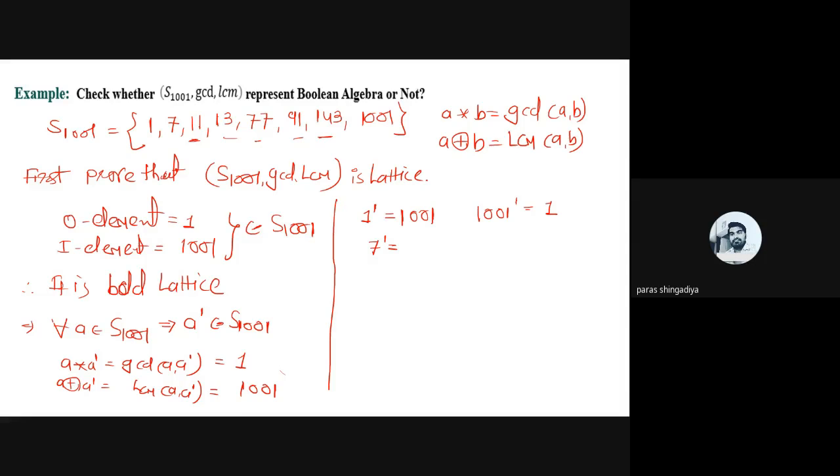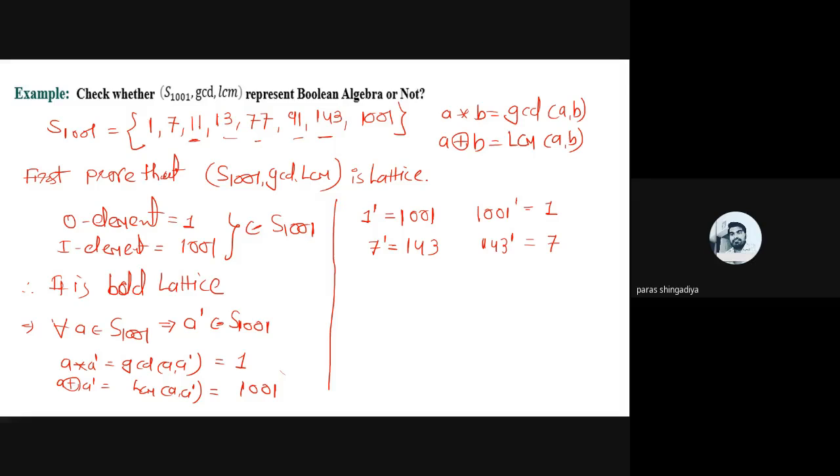So the answer is 143, because 7 with 143 there is no divisibility between each other. Okay, so the GCD is equal to 1. There is only one common factor, 1 only, so the GCD will be 1, and if you find the LCM, the product will be 1001. So the answer is 143.